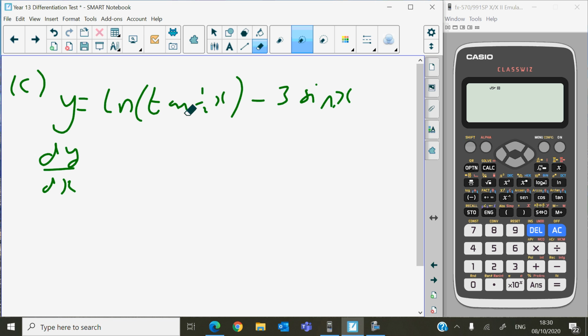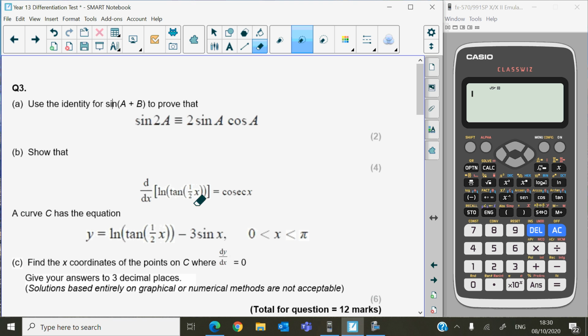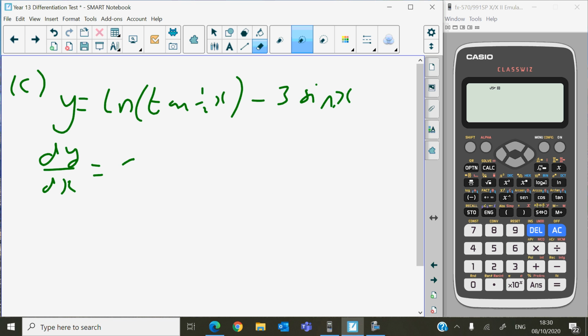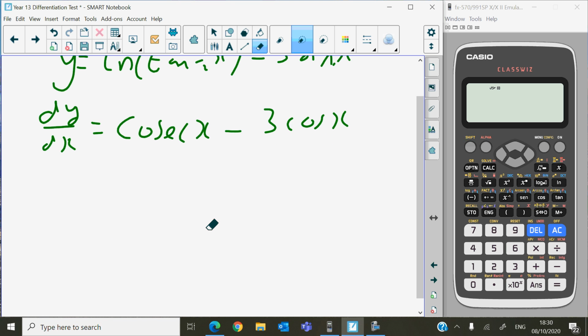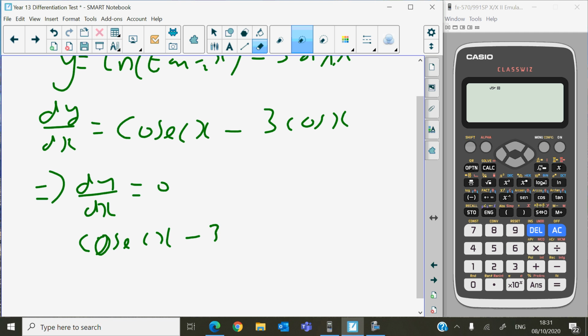So let's differentiate this first bit. We've got natural log of tan a half x. We've just done it. And if we couldn't do it, the answer was in part A. It's cosec x. So this bit becomes cosec of x. And this bit becomes 3 cos x, because you've got sine, sine goes to cos, and you've got 3 of them. Now we're solving dy by dx equals 0. So we're actually solving cosec of x minus 3 cos x is equal to 0.